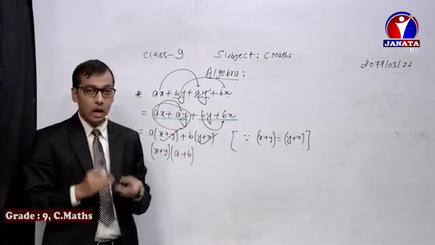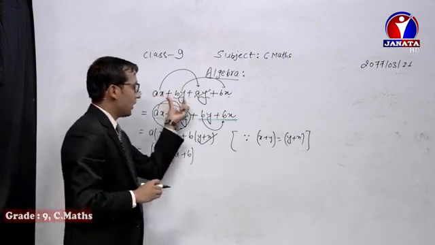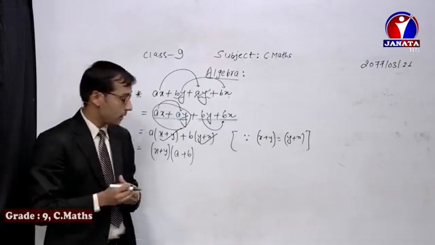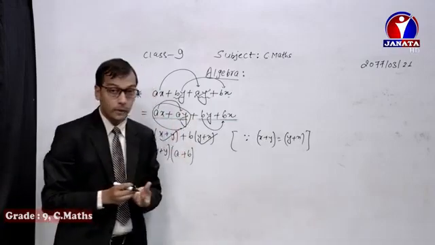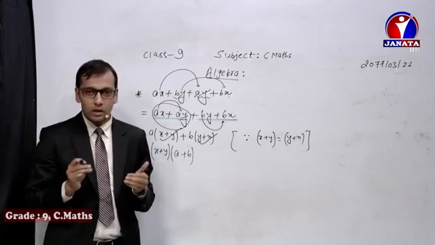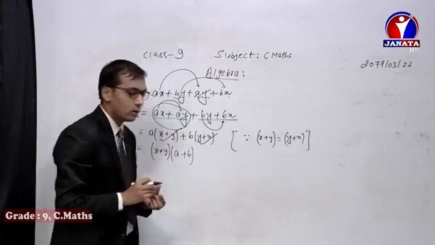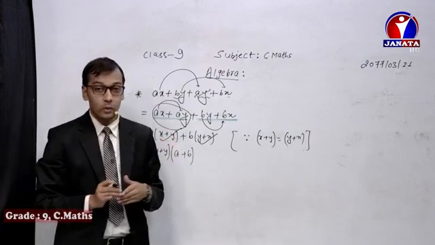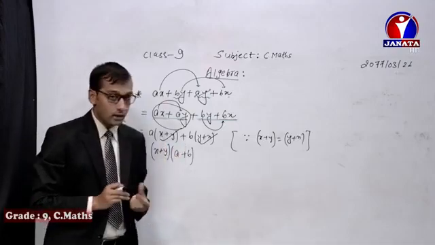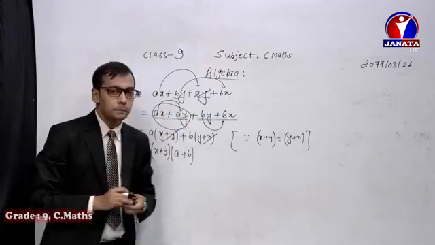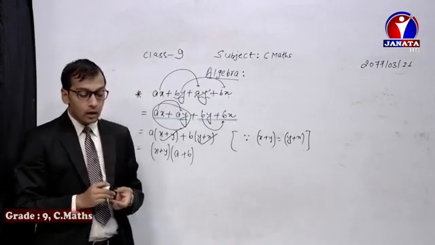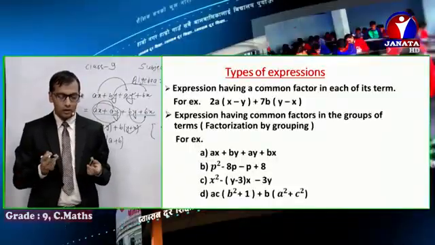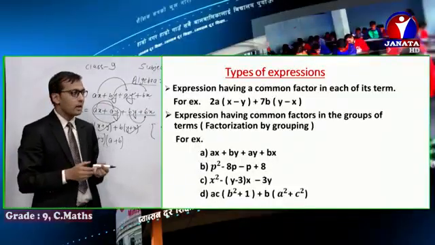So this is how we factorize an expression having 4 terms by grouping the terms in 2 different suitable groups. But each group must contain a common factor. Here each group contains the common factor x plus y and x plus y, so we could factorize this. This is one example I took here, of how we factorize an expression having common factors in the groups of terms. Now let me take the next example.